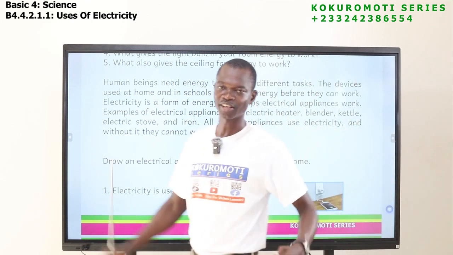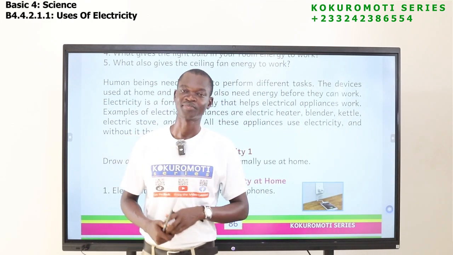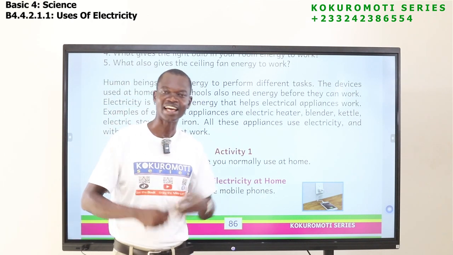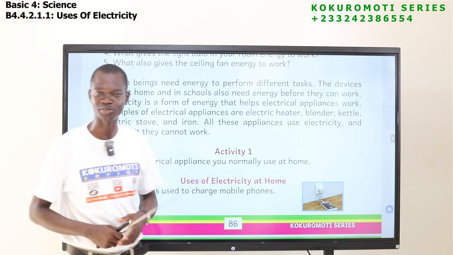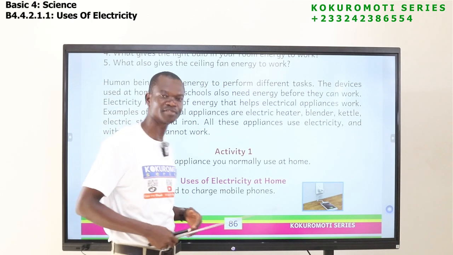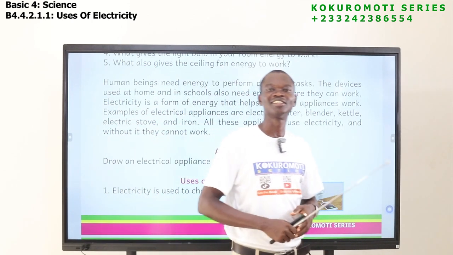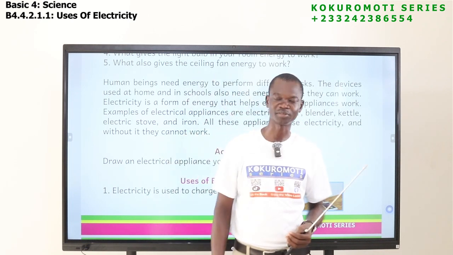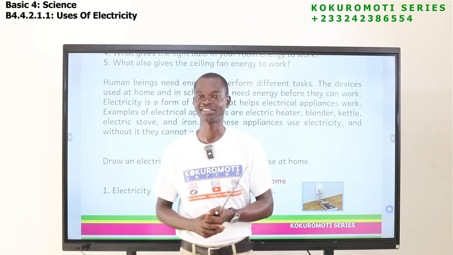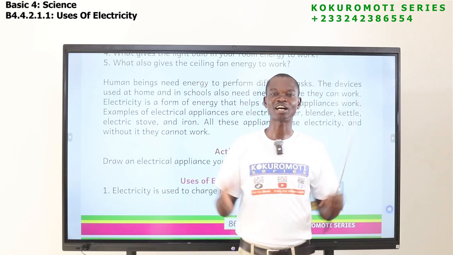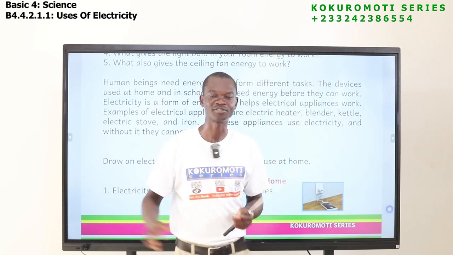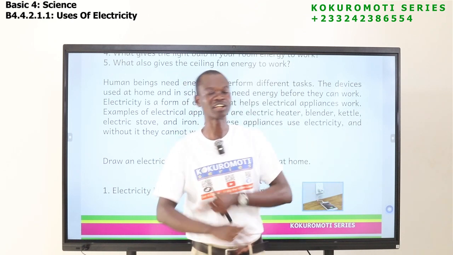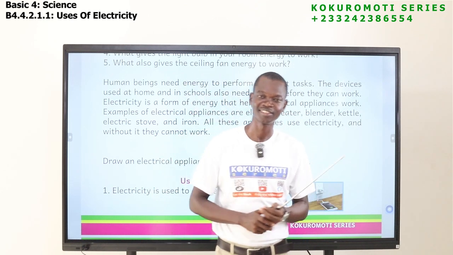So if you have an iron and there is no electricity, I don't know how you can iron your uniform. If you have a heater and there is no electricity, I don't know how you are going to heat your water to prepare your beverage. If, let's say, there is no electricity, and you want to watch football on the television, how are you going to do that? So you see, all electrical appliances get energy from electricity. Without electricity, they will be there, but they can't do anything.